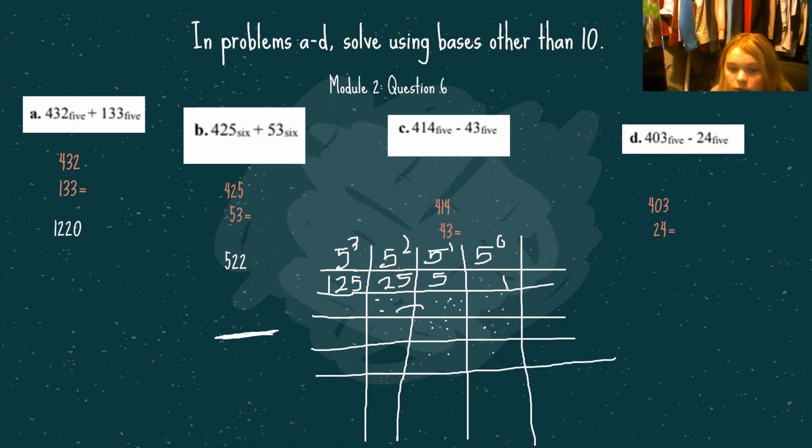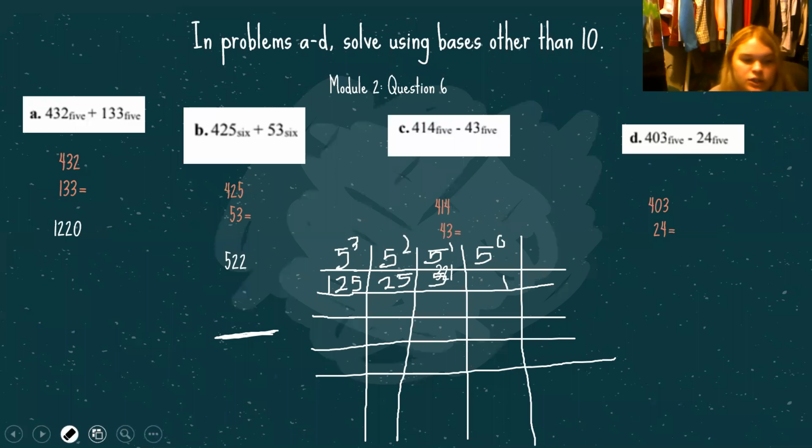Then we are left with 3, and we don't have anything to subtract from 3, so it's just 1, 2, 3 dots. So in this problem, we are going to have 3, 2, 1, and that is going to be our answer for 414 to the base of 5 minus 43 to the base of 5. So now I'm going to erase this and get us set up for the next one, and we are still in subtraction.